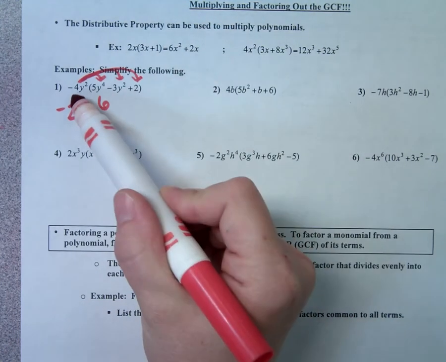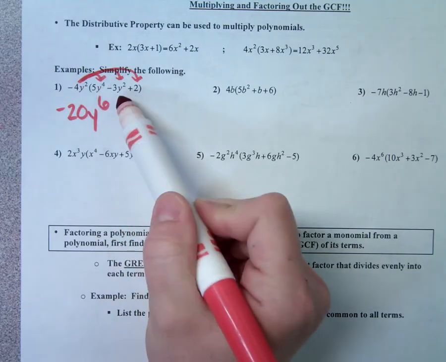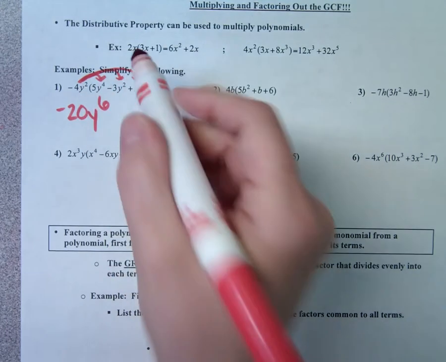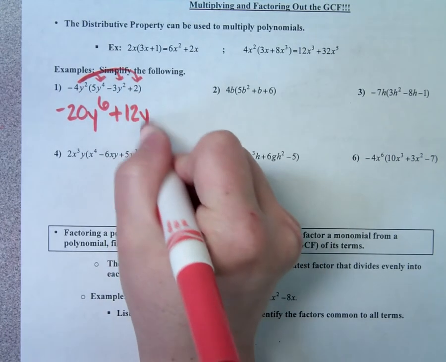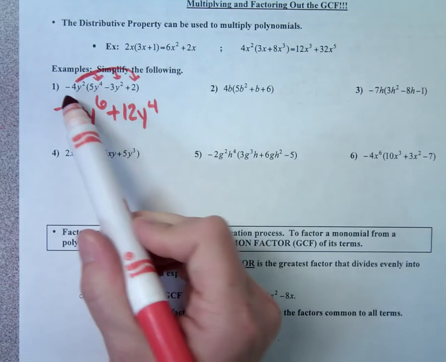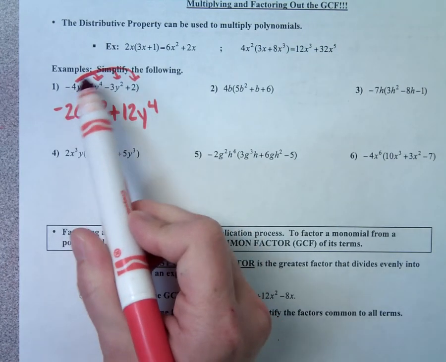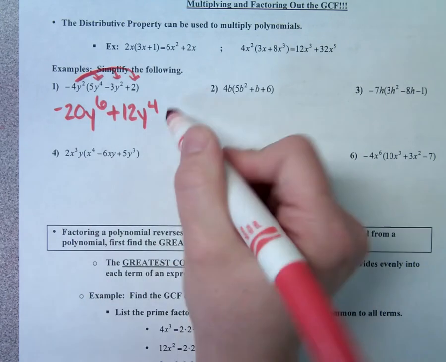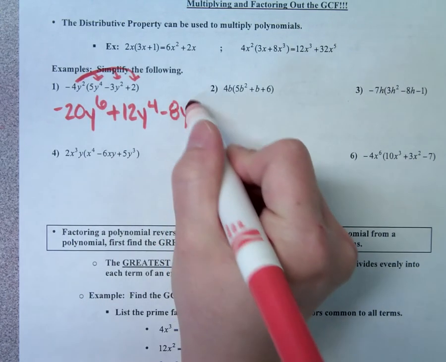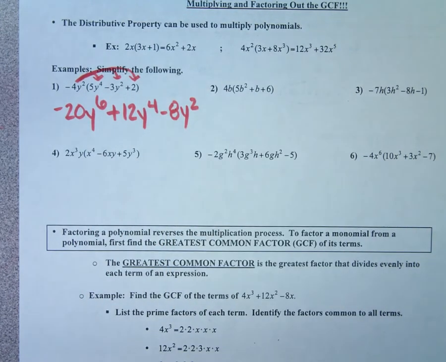Okay, what's the negative 4y squared times the negative 3y squared? A positive 12y to the 4th. And then what's a negative 4y squared times a positive 2? A negative 8y squared. What we're going to learn how to do today is go backwards.